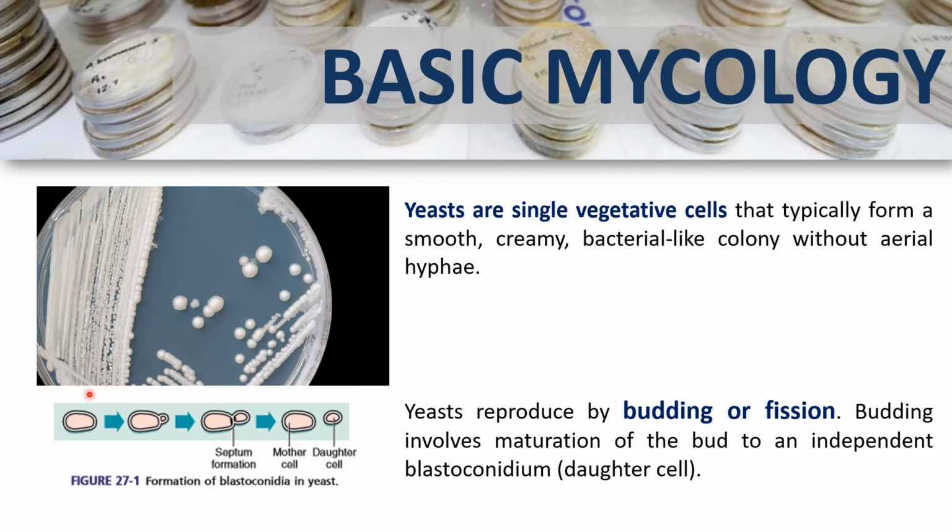Yun. So, yeast are produced by budding or fission, class. So, budding involves maturation of the bud to an independent blastoconidium. So, from the parent cell, class, they form a bud. Ayan. And then, they will release their daughter cells. Okay? So, that's the general characteristic of your yeast cells.